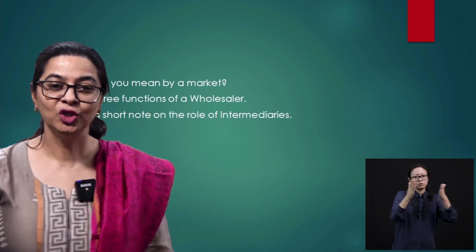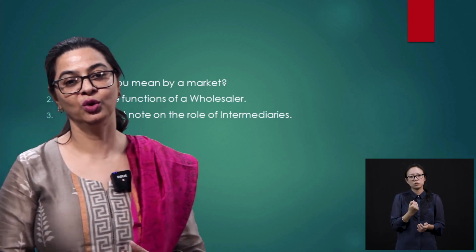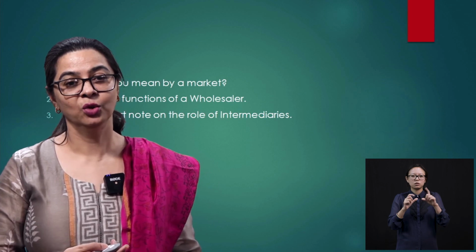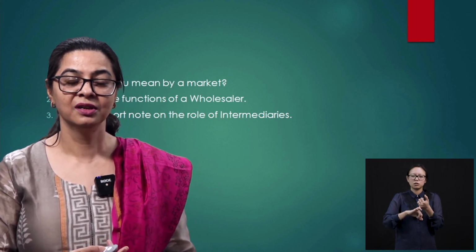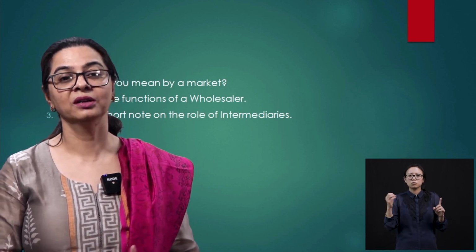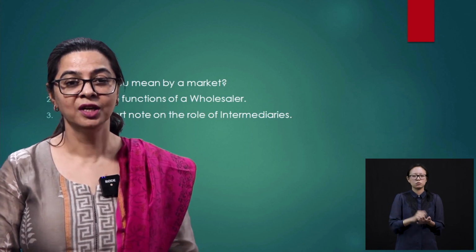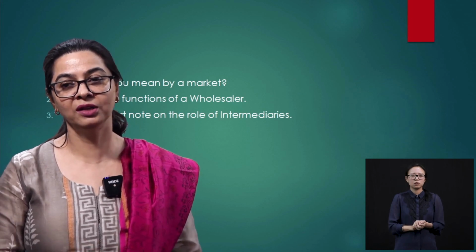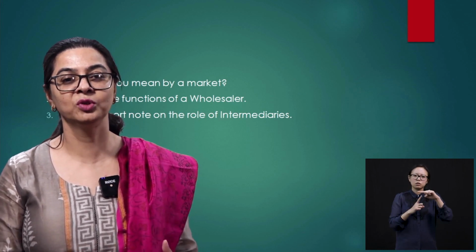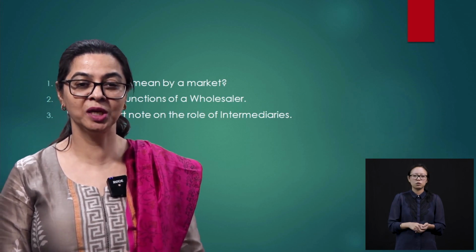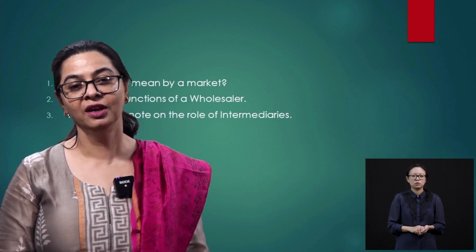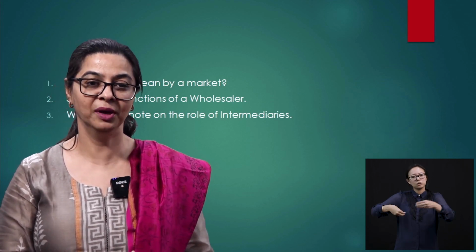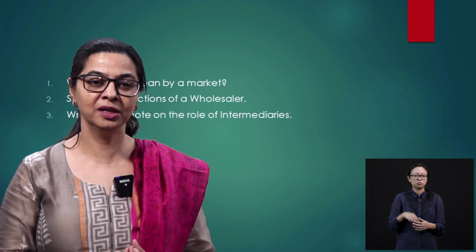Then I would also want you to write a short note on the role of intermediaries. Now remember, intermediaries are the banks, the wholesalers, and the market that they are sitting in. All right. I do hope that you've understood the simpler meaning of market. It's a place where consumers and producers both get a benefit. You get a benefit of buying and enjoying, and they get a benefit of selling and trying to make some money. So, this was the topic of market.